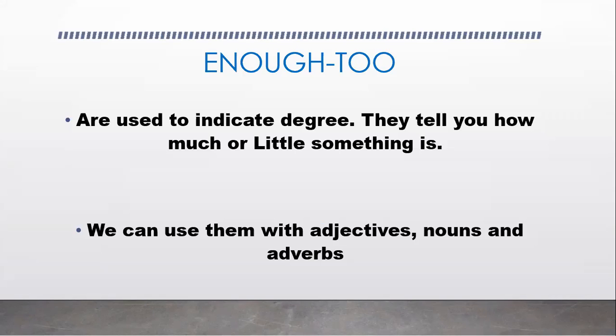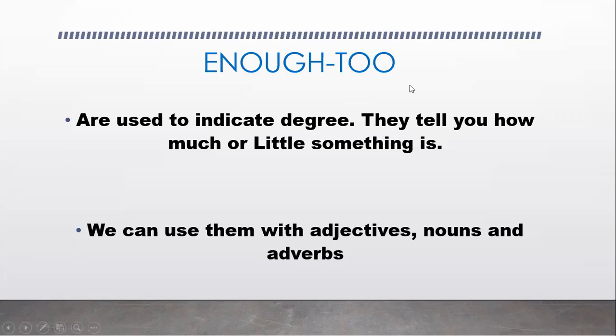Enough and too are used to indicate degree. They tell you how much or little something is. We can use them with adjectives, nouns, and adverbs. Nouns and adverbs. Good. Okay, here is a little explanation about them. They are used to indicate degree. Remember, degree. They tell you how much or little something is.